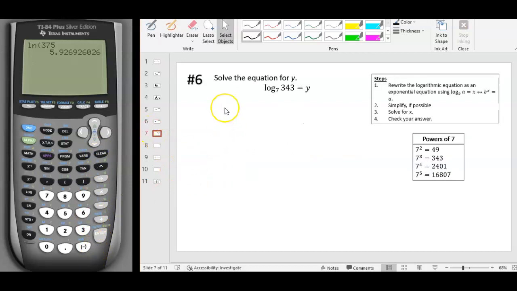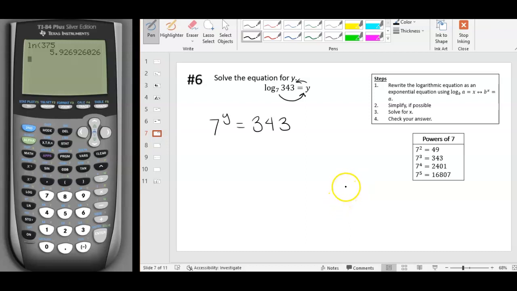All right, let's try number 6. It says to solve this equation for y. So notice this is a logarithmic equation. So what we're going to do is we're going to rewrite this in exponential form. Okay, so when I rewrite this in exponential form, this tells me that 7 to the y equals 343.